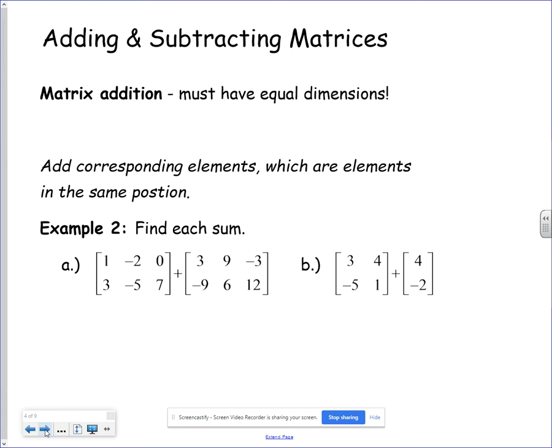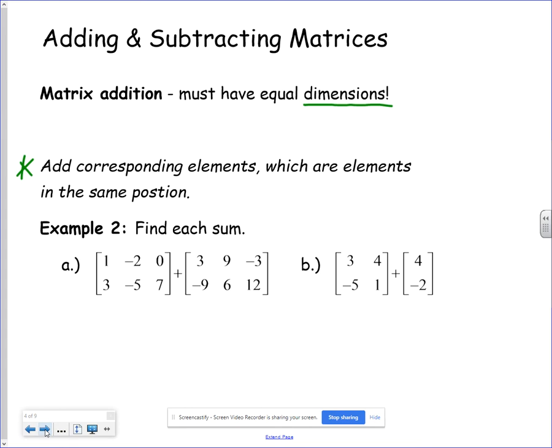So I'm going to give you the rule for adding matrices. To add matrices, they have to have the same dimensions. If you're adding two matrices and they don't have the same dimensions, you can't add them together. The sum doesn't exist. So you've got to make sure they have the same dimensions. And then it's really easy to add them together. It works the way you probably think it's going to work. What you do is you add corresponding elements, which are the elements in the same position.